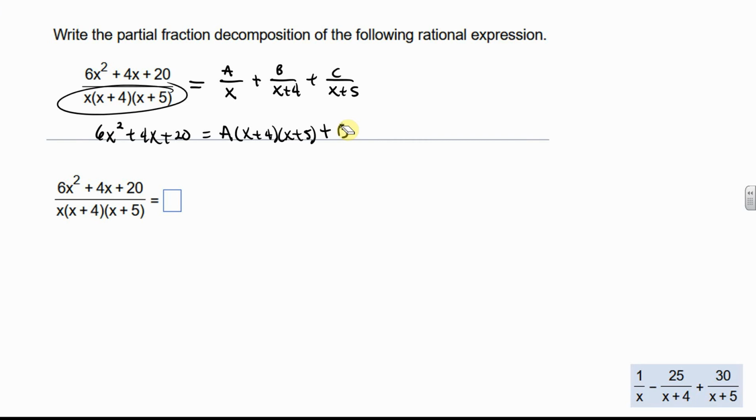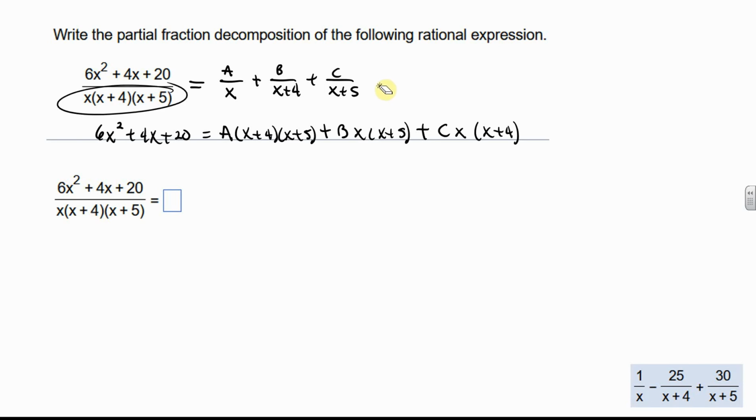Now, once I multiply the LCD times b over x plus 4, it's going to kill the x plus 4 in my LCD. All I have left there is x times x plus 5. Plus c, you get it, I'm killing the x plus 5 from my LCD, so all I have left is c times x plus 4. Does that make sense? So instead of having to write all this stuff all out, I think we kind of get it, right? I'm multiplying everything by the LCD.